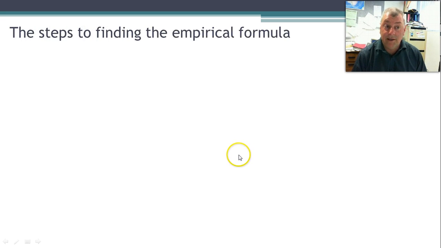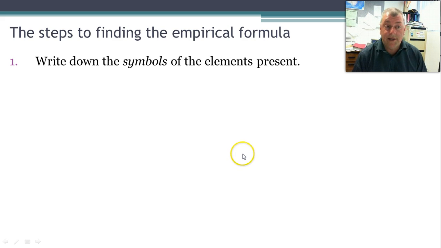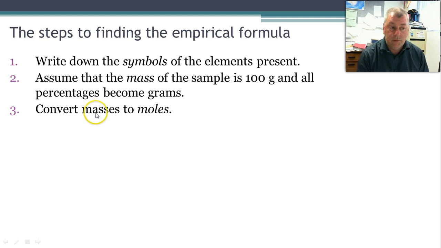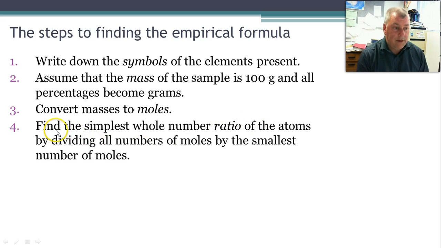So what are the steps to finding the empirical formula? Well, step 1 is to write down the symbols of the elements present. Step 2 is assume that the mass of the sample is 100 grams. All the percentages become grams, because percentages should all add up to 100%, and therefore it's an easy concept to change them to grams where the sample is 100 grams. Step 3, we convert the masses from grams to moles, and we should be able to do that hopefully now. Step 4, we find the simplest whole ratio of atoms by dividing all numbers of moles by the smallest number of moles.